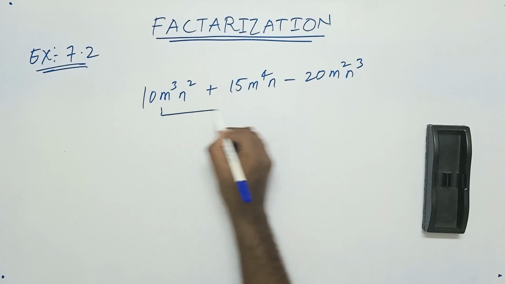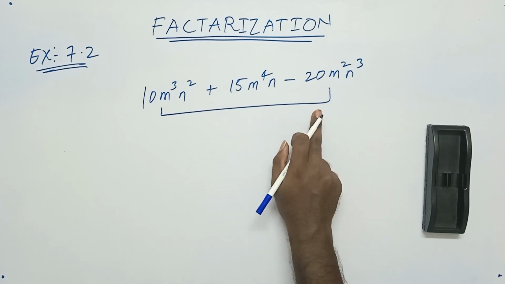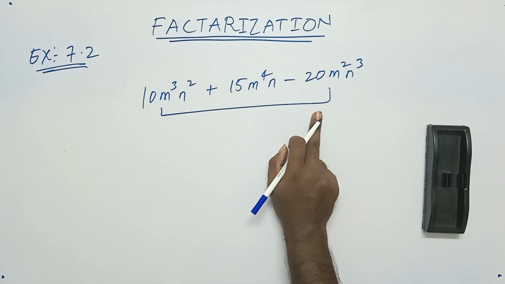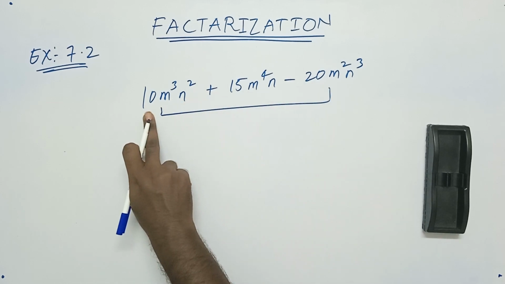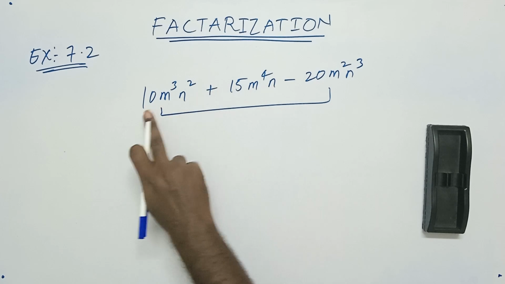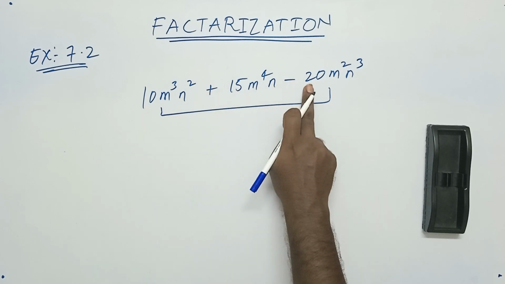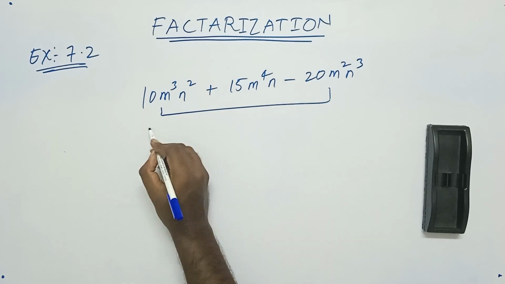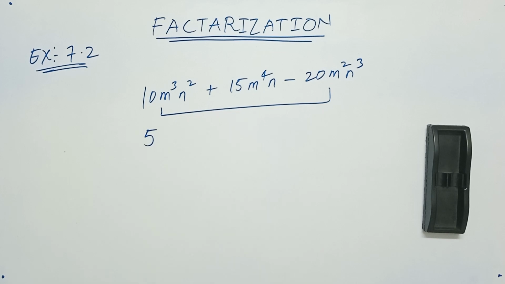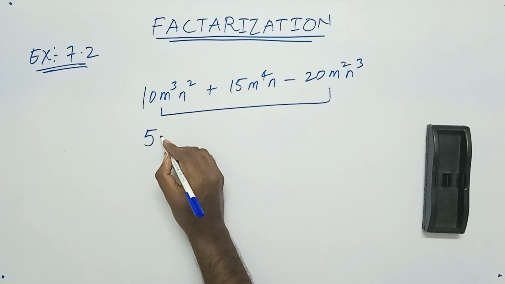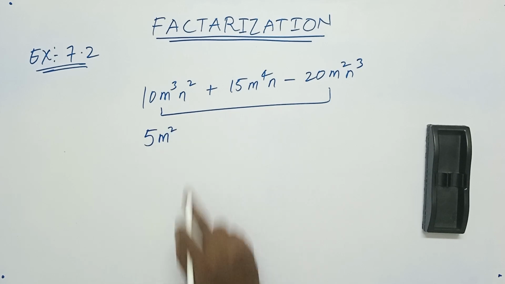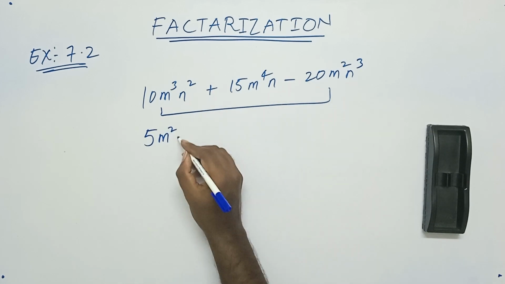Now here we are going to find the factors of this expression. We are going to compare the three terms by their HCF. We have taken 10, 15, 20. What is the HCF of 10, 15, 20? 5 is the HCF, so we write 5 here. Then m cube, m power 4, m square: what is the HCF? m square is the HCF. Then n square, n cube, n, n is the HCF.